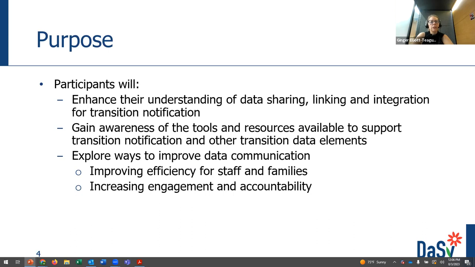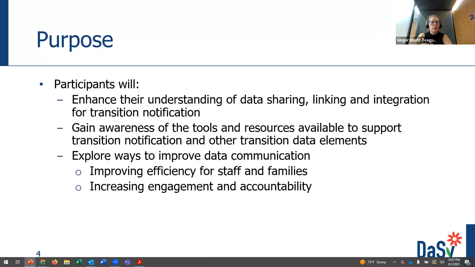Okay, so our purpose today, we want you to enhance your understanding of data sharing, linking, and integration for transition notification. And as part of this process, we want to share a little bit about the tools and resources that are available to support that work in your state and with your programs, but to really have you think about some important questions about how to improve data communication for notification, how you can improve efficiency for staff and families, how you can increase engagement across all programs and families, and how you can improve accountability. So this might mean improving your data flows to increase efficiency and program outcomes. It might mean recognizing the problems and the bottlenecks you're facing and where you might tweak your processes to reduce those bottlenecks.